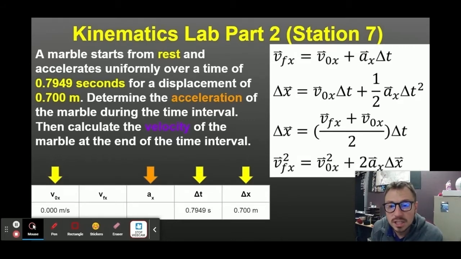Now I'm looking for the equation that has these 4 variables, or I can take a shortcut and look for the one that does not have final velocity. I'm not concerned with that one yet. And it's the second one. So now this is just an algebraic problem. I just plug in everything that I know.